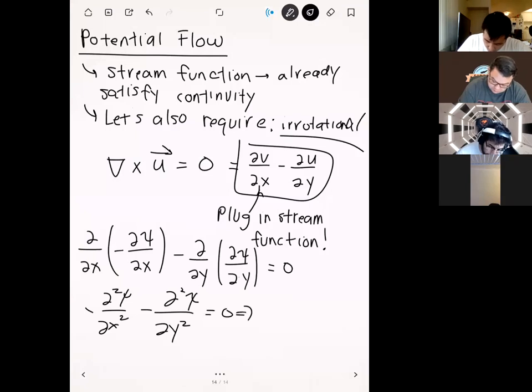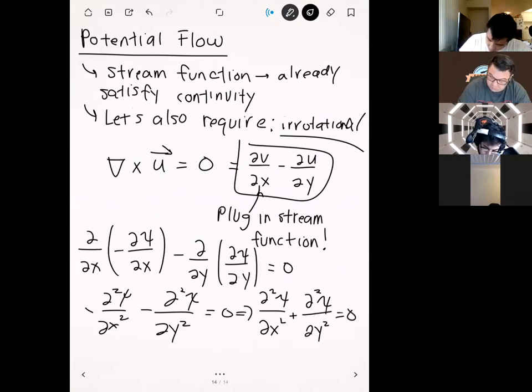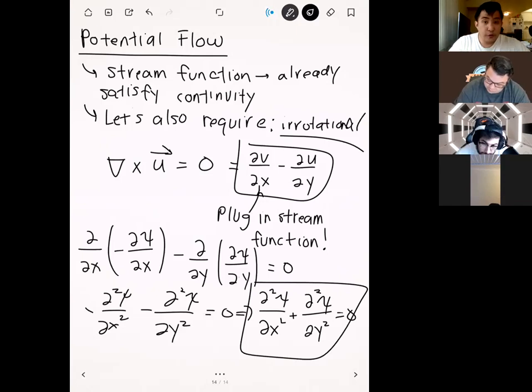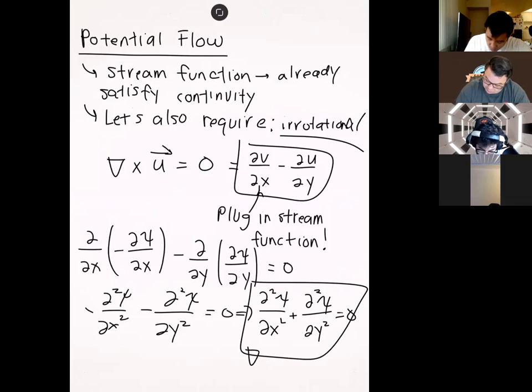And if we factor out a -1, just for computational convenience, we get d squared psi dx squared plus d squared psi dy squared, and all that's equal to 0. This mathematical expression right here is actually a very famous one in partial differential equations.